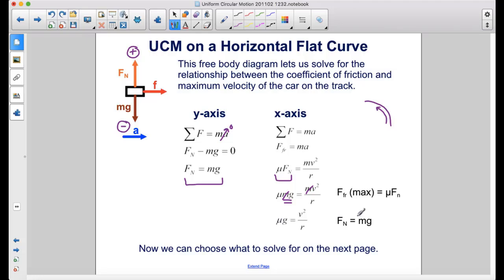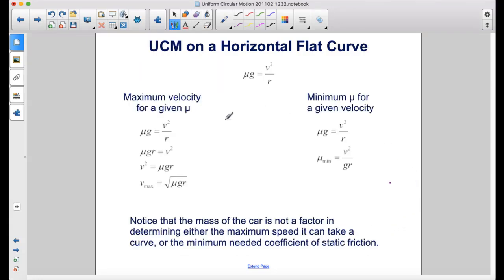Now we can choose what to solve for on the next page. We can solve for two things. We can solve for the maximum velocity for a given coefficient of static friction, or we can solve for the minimum coefficient of static friction for a given velocity. So here we would solve this for v, and we get v max equals the square root of mu g r. So all we've done is solve this for v.